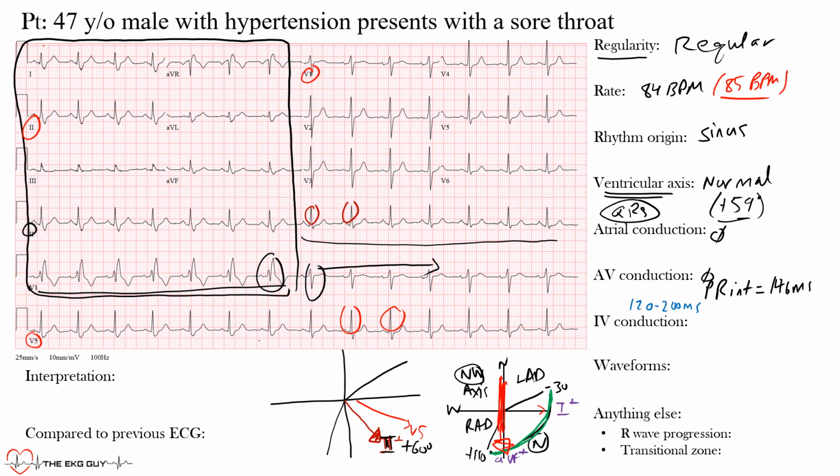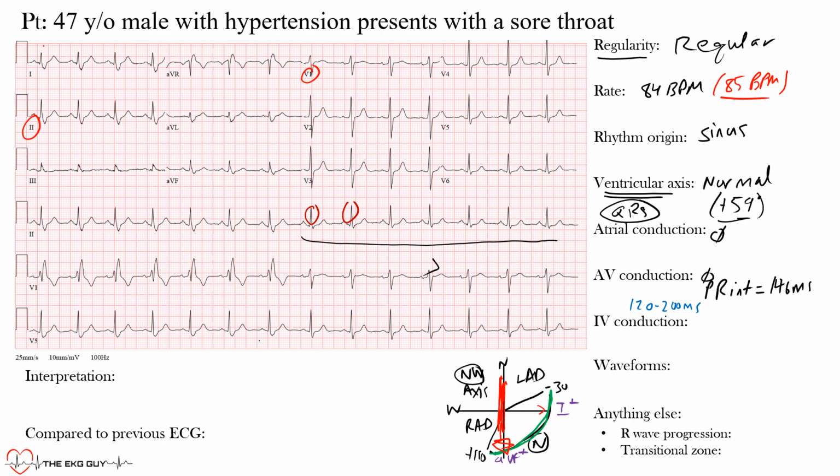All right, next we want to look at ventricular conduction problems. IV means intraventricular, meaning within the ventricles, do we have any conduction delay? This is an interesting point here in this EKG. The QRS duration that the machine gives us, which we look at for ventricular delay, is actually 104 milliseconds.